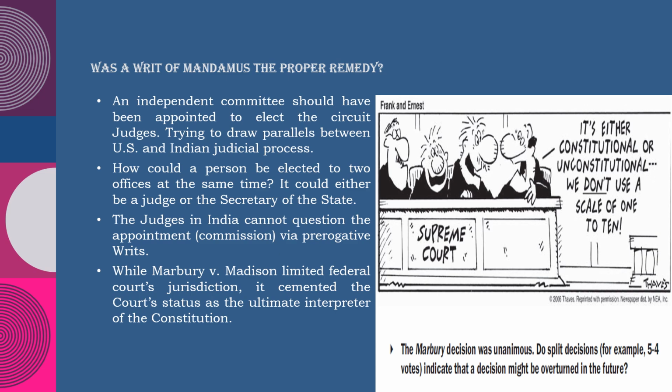The judges in India cannot issue prerogative writs against their own court. This can happen in the USA. Let me tell you this, Marbury versus Madison limited the federal court's jurisdiction. It cemented the court's status as the ultimate interpreter of the US Constitution. As stated before, the job of the judiciary is to interpret the law and not to cross the boundaries given to it and get into lawmaking jurisdiction.